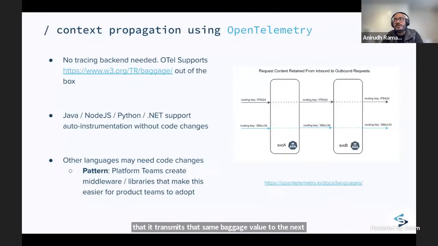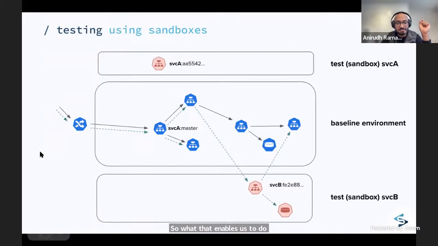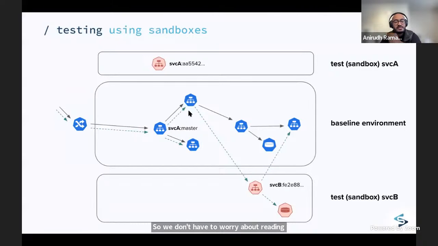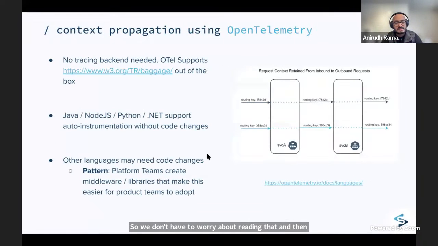What that enables us to do is we can set a particular header value at the very start of this flow. And because of OpenTelemetry, as long as it's the baggage header, it is just going to get propagated on its own. So we don't have to worry about reading that and then writing that back at each of these hops. So that's essentially what we make use of.